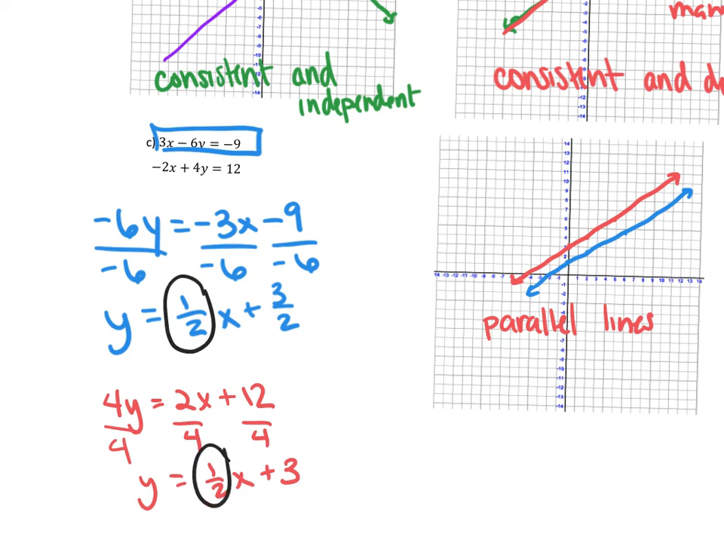If you ever work the equation and you get the exact same slope, you don't need to graph them. You're going to have parallel lines. The answer here is no solution. They will never intersect. And because it's no solution, there are no solutions. This is what we call an inconsistent system.